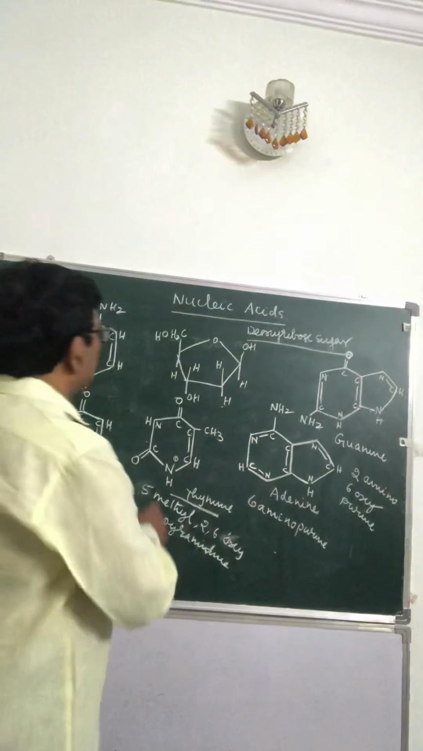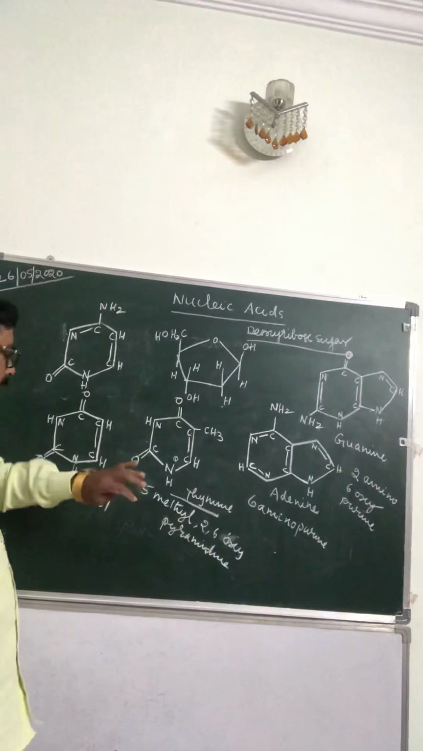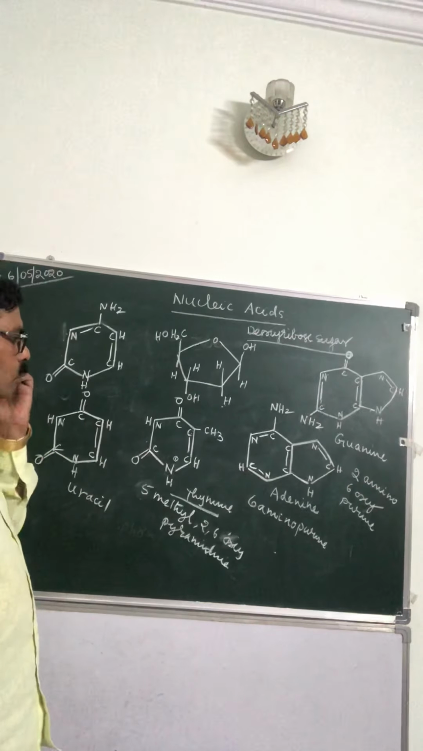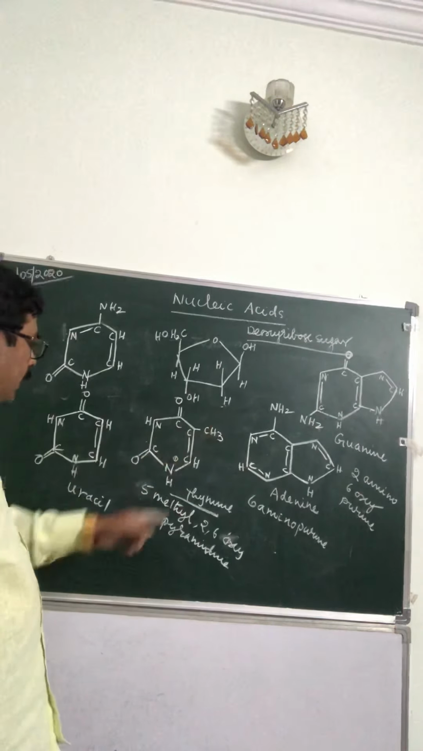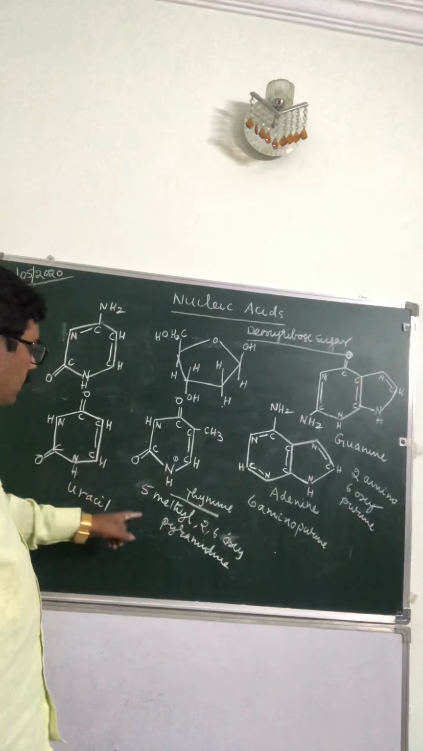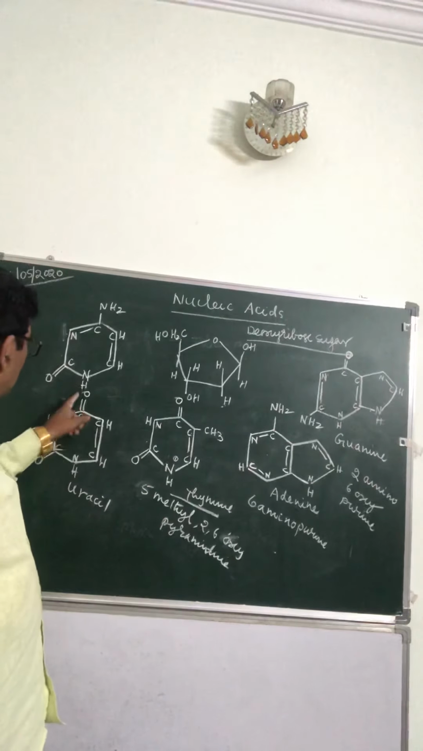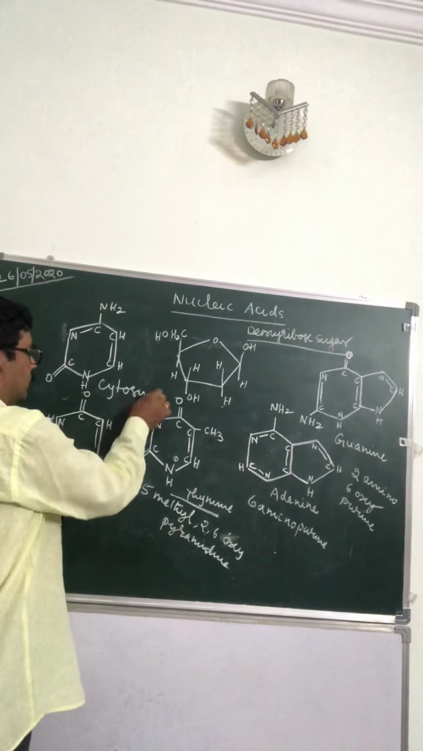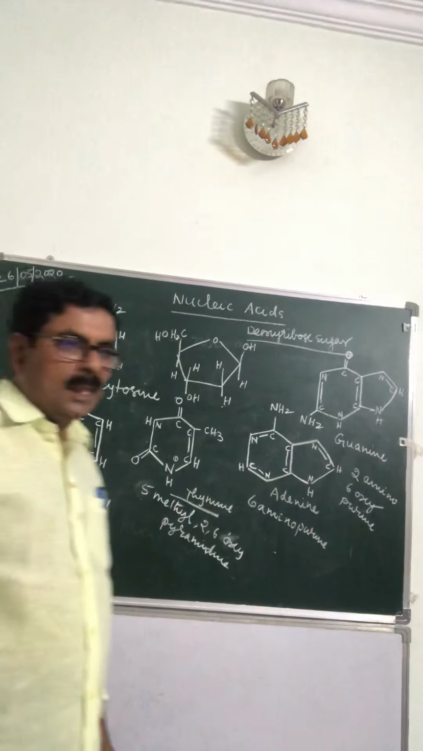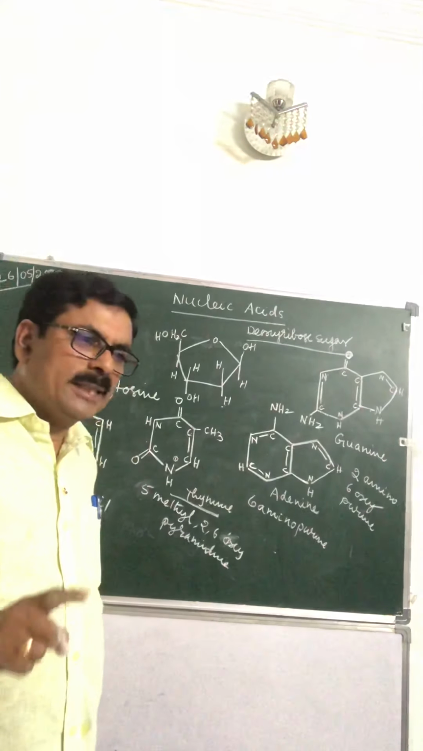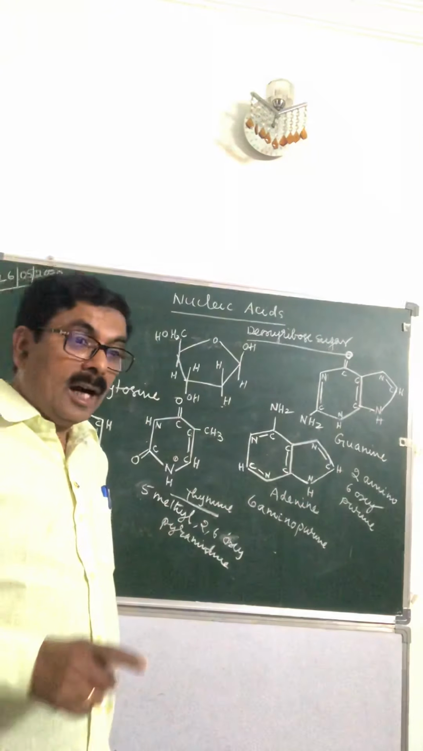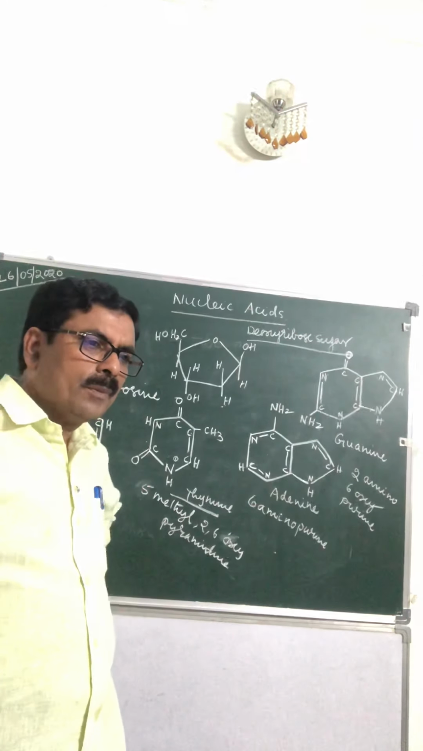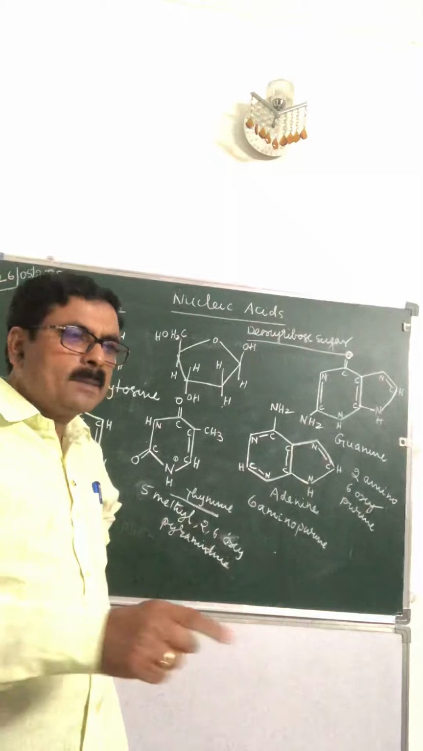So these are the nitrogen bases. They are purines and pyrimidines. Purines are two types, adenine and guanine. Pyrimidines are three types: thymine, cytosine and uracil. Please remember, uracil is present only in RNA, absent in DNA. In a similar way, thymine is present in DNA, absent in RNA.